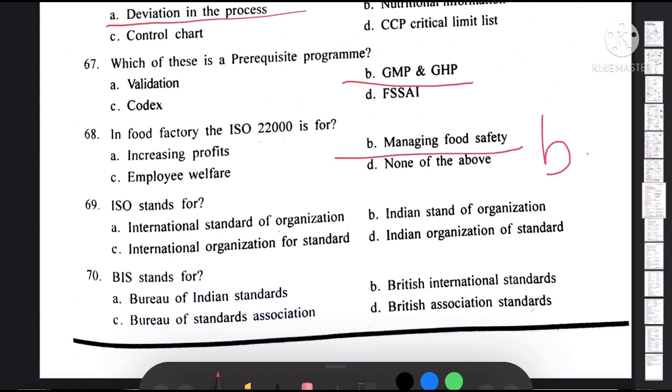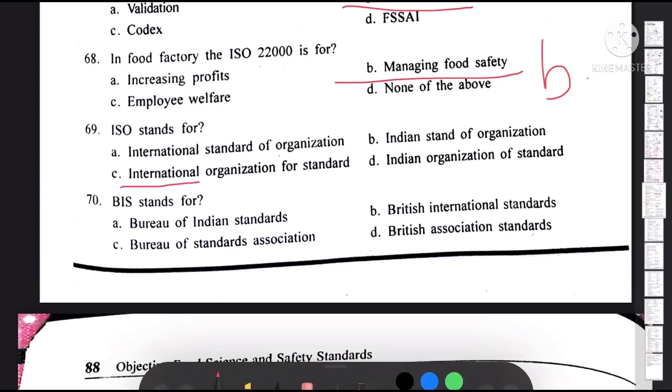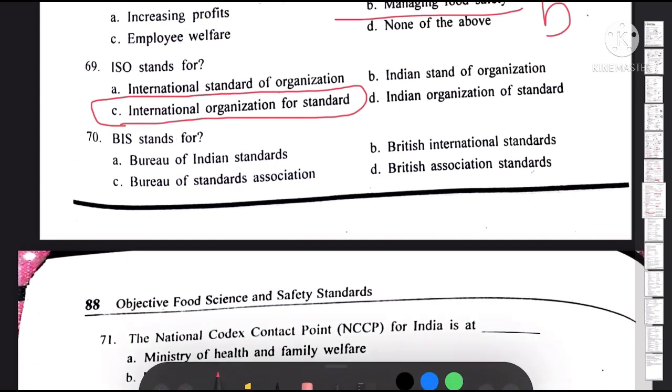Okay. Next, ISO stands for. So the options are International Standard of Organization, Indian Stand of Organization, International Organization for Standard, or Indian Organization of Standards. So the correct answer is ISO stands for International Organization for Standard. Next, BIS stands for Bureau of Indian Standards.